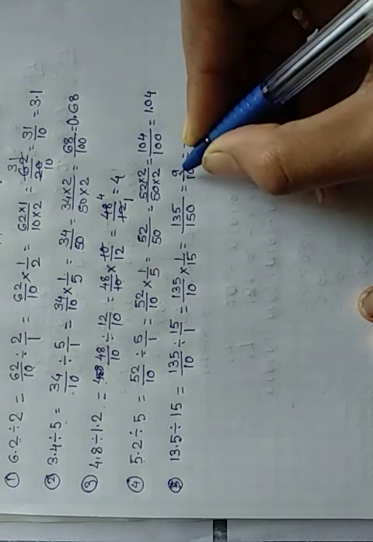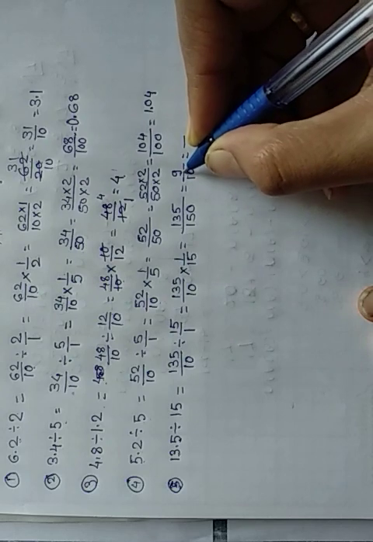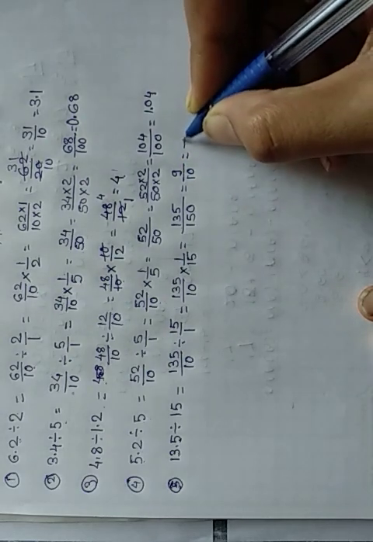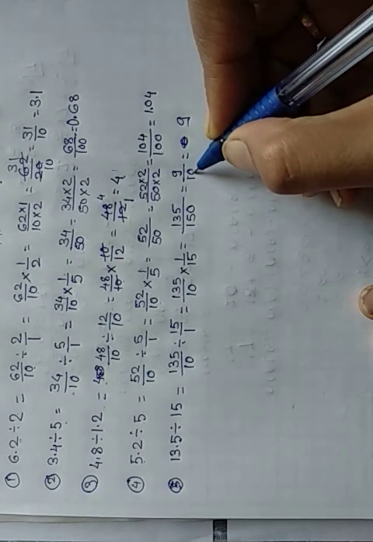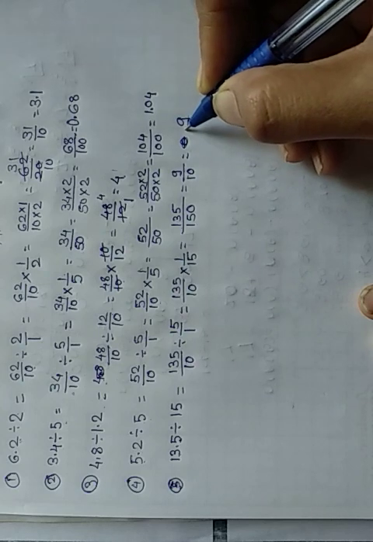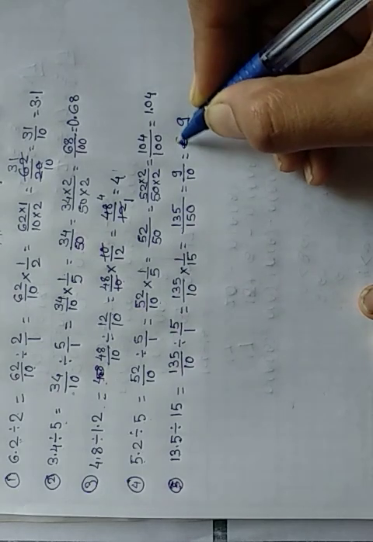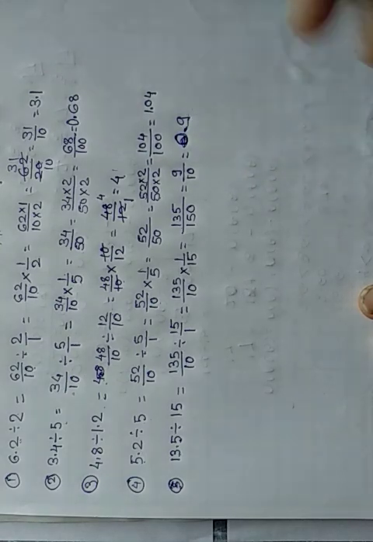Now convert this common fraction into a decimal fraction. There is a 9, so write down 9 here. And in the denominator there is 1 0. So leave 1 place from the back side to the right side. So give a decimal point here, write 0. So the answer is 0.9.